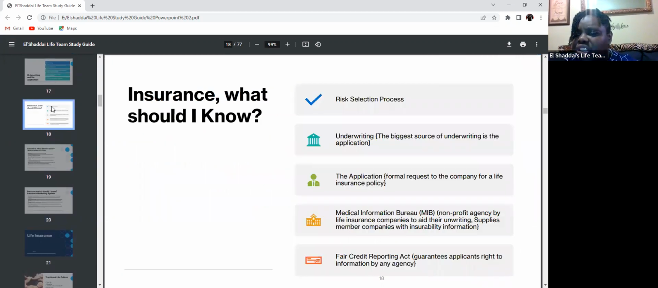Insurance. What should I know? Risk selection process. What is the risk selection process? There are 4 processes that the risk selection goes through: underwriting, application, MIB or Medical Information Bureau, and the Fair Credit Reporting Act. What about those 4 things? You go and study that.